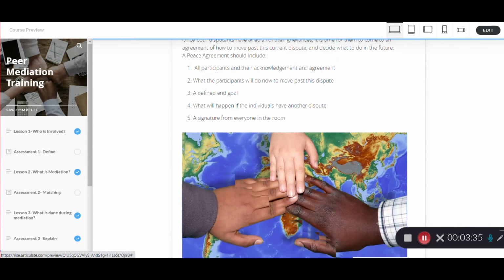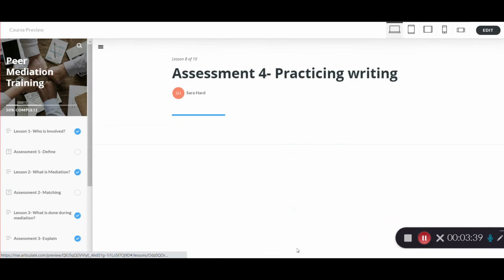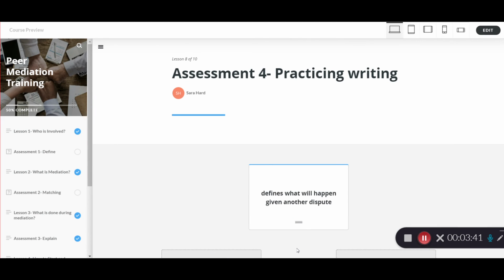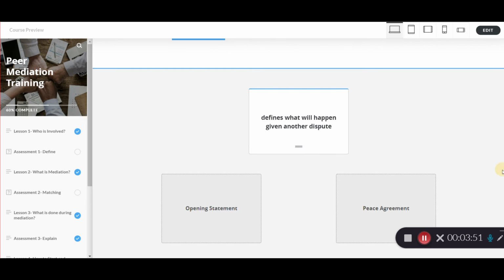The formative assessment for Lesson 4 is practicing writing. During this activity, learners will match statements belonging to either an opening statement or a peace agreement by dragging the "card" to the correct "pile." If the learner puts the card into the wrong pile, the card will go back and the learner will have the opportunity to try again.